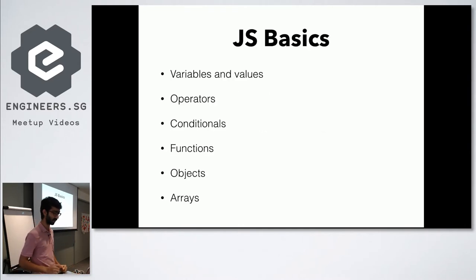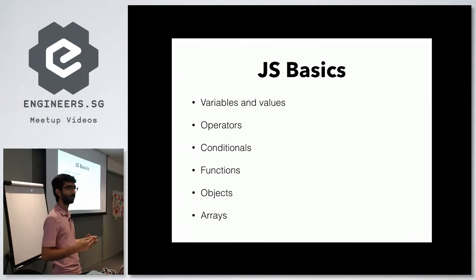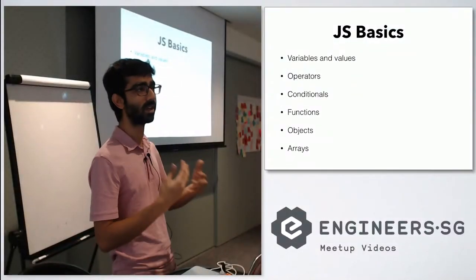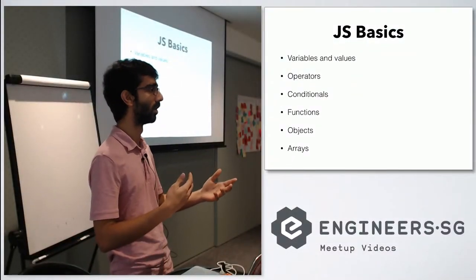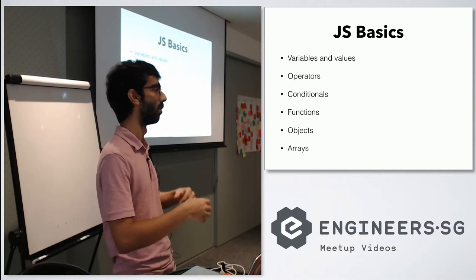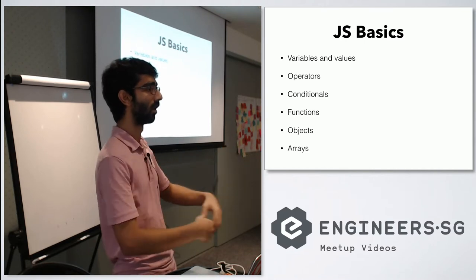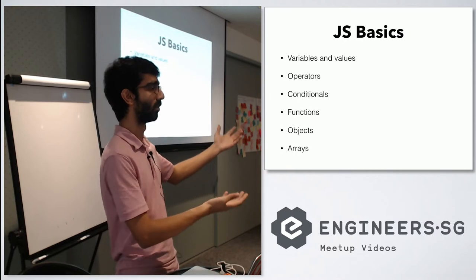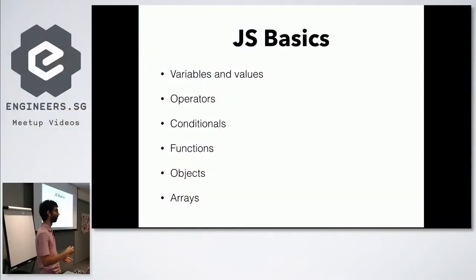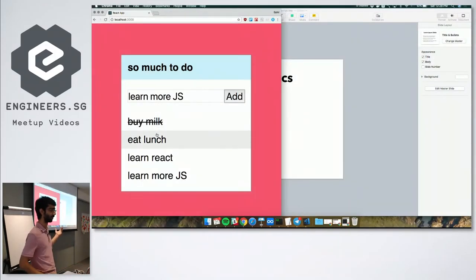Let's talk about JavaScript. So JavaScript is a programming language. What that means is, in general, programming languages allow you to specify things like, when something happens, do this. Or given some data, show it in a pretty way. An example of when something happens is in the to-do list example, when you click on one of the to-dos, it should be checked or unchecked. A programming language will allow you to do that.